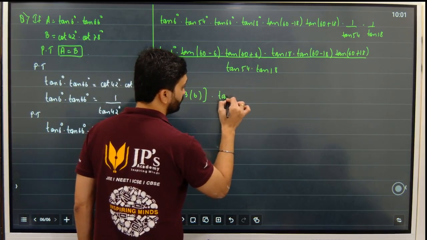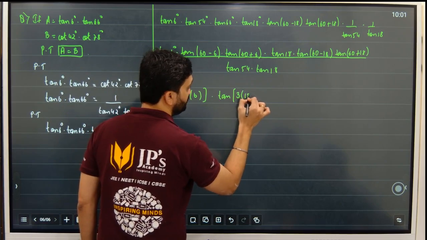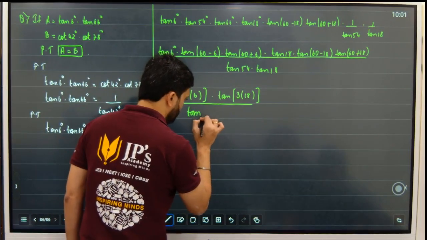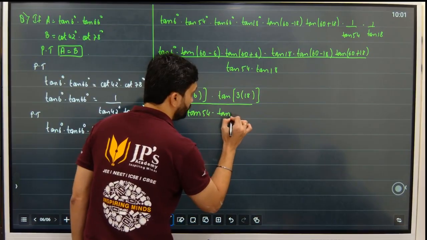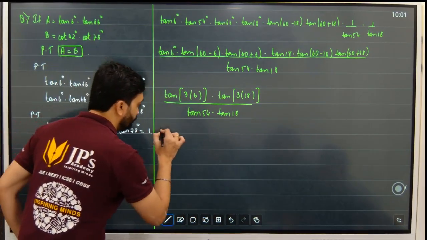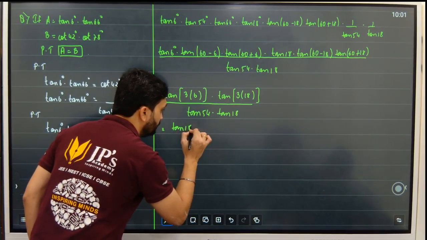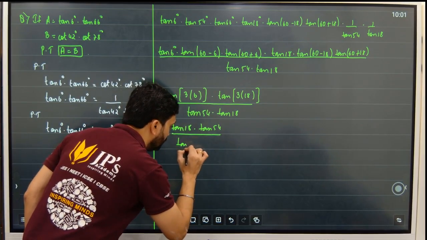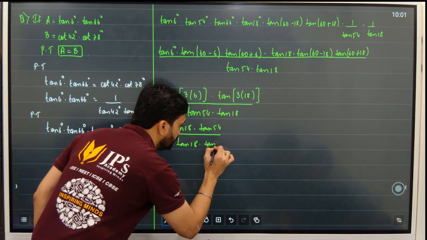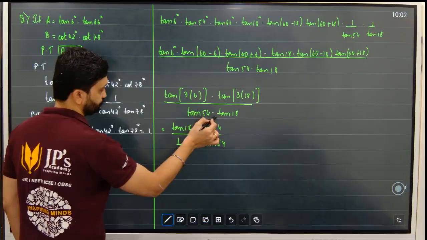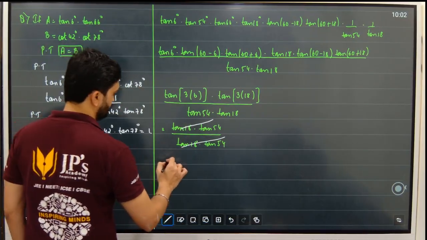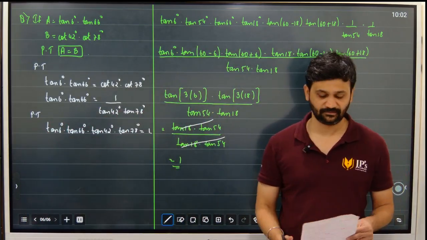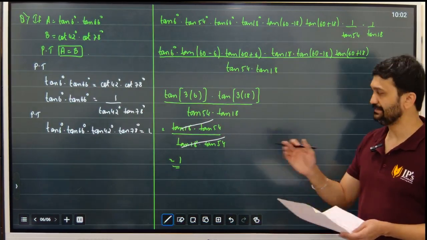into tan 3 theta upon tan 54 into tan 18, which will become tan 18 into tan 54 upon tan 18 into tan 54. And guys, इसका आंसर बन गया। So we introduced the method, and this is how we solve this.